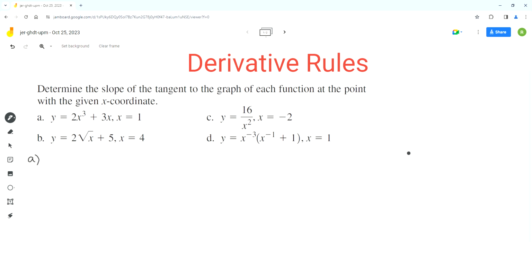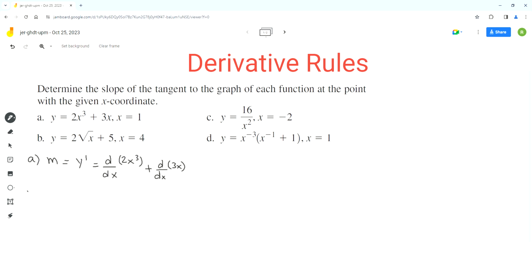So in part A, the given function is y equals 2x cubed plus 3x and the x coordinate is equal to 1. So we know that the slope of the tangent, which is represented by letter m, is equal to the derivative of the given function. I'm using the prime notation here, which is equal to the derivative of this function. So we can write this as d over dx for the first term, which is 2x cubed, plus d over dx for 3x.